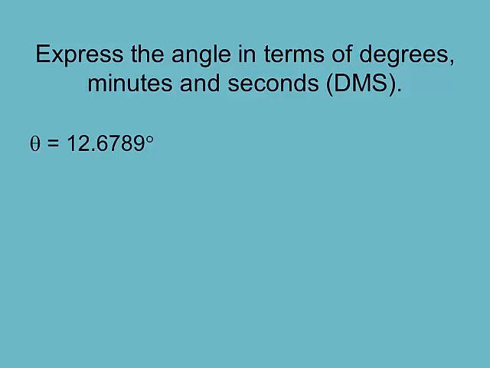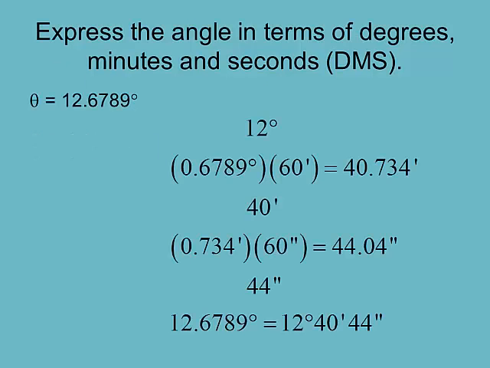Let's change 12.6789 degrees over to degrees, minutes, and seconds, and I bet you already know the degree part. And we'll just do the whole thing right here. So we know the 12 degree part. That's the easy part. We take the 0.6789 in our calculator. We multiply it by 60, and that gets us 40.7.